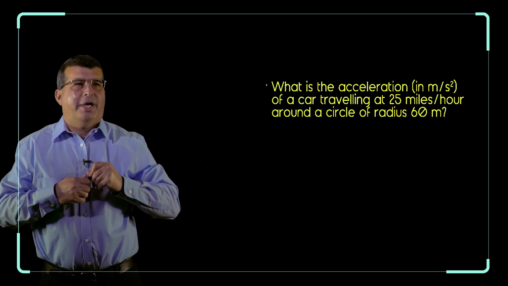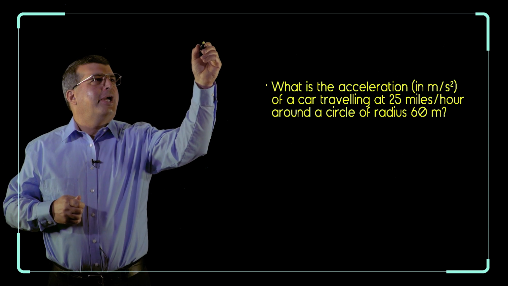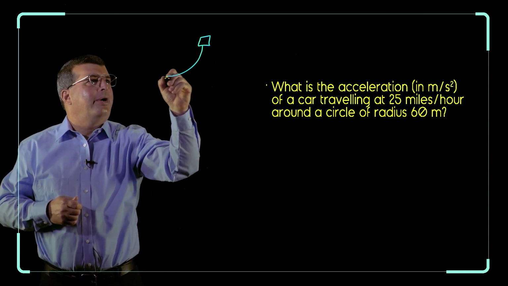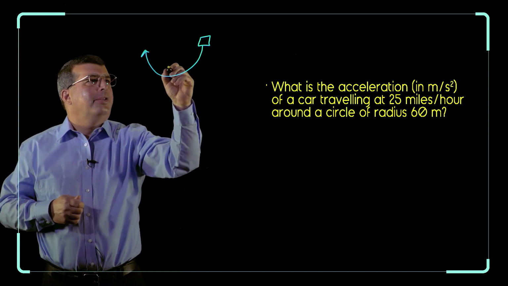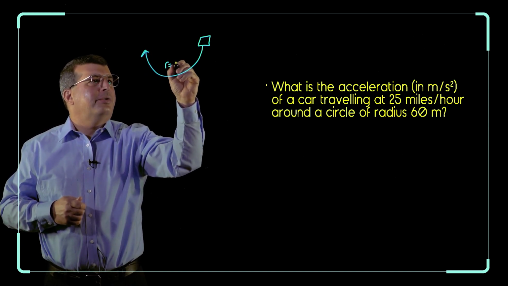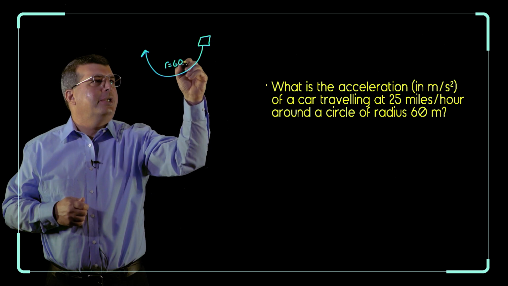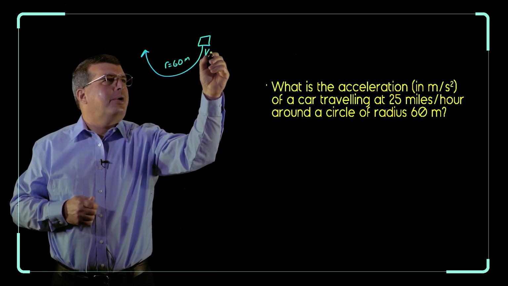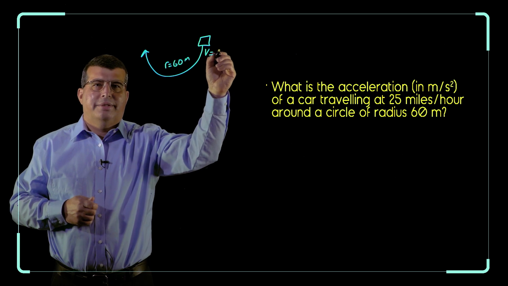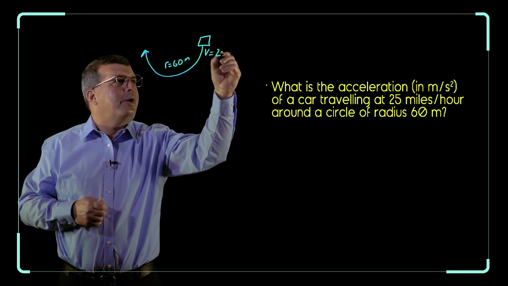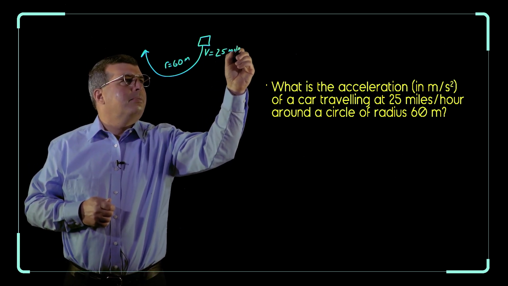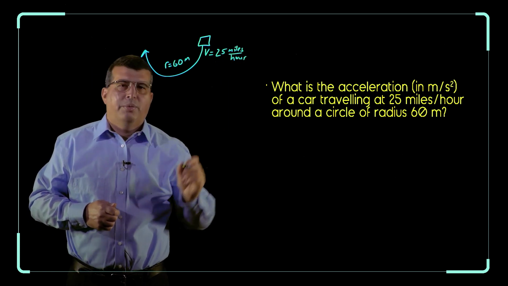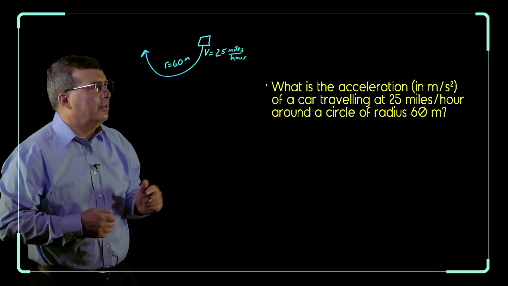Okay, let's start with our diagram. Here I have the car going around a circle. The radius of the circle is 60 meters. The speed of the car is 25 miles per hour, which we know we're going to have to convert.